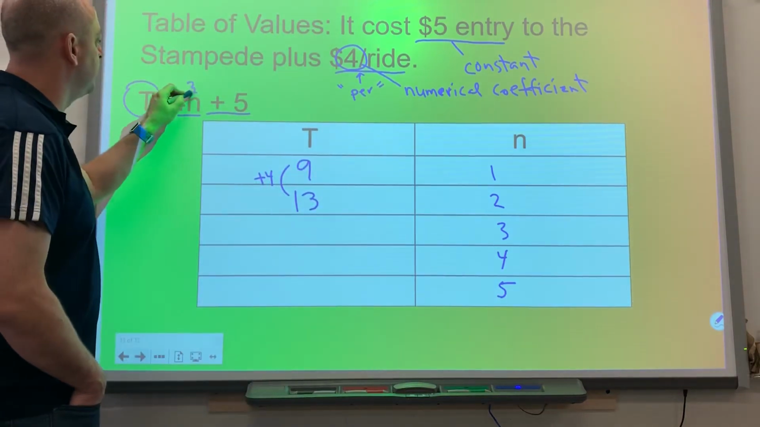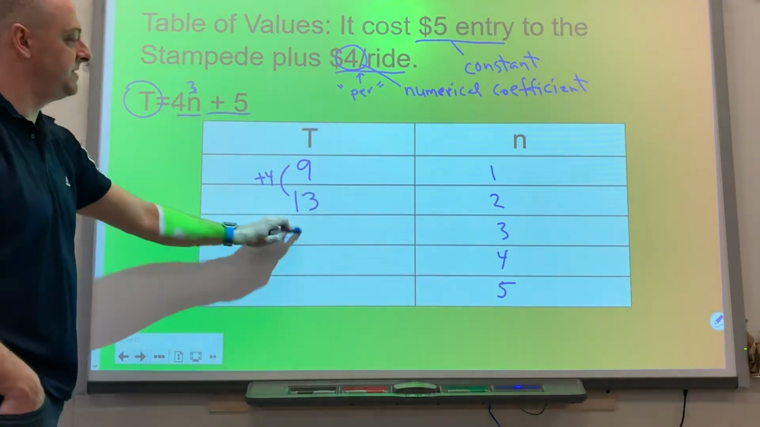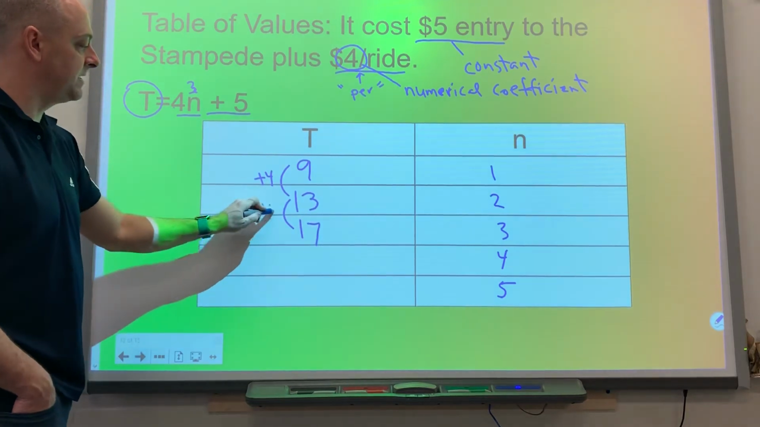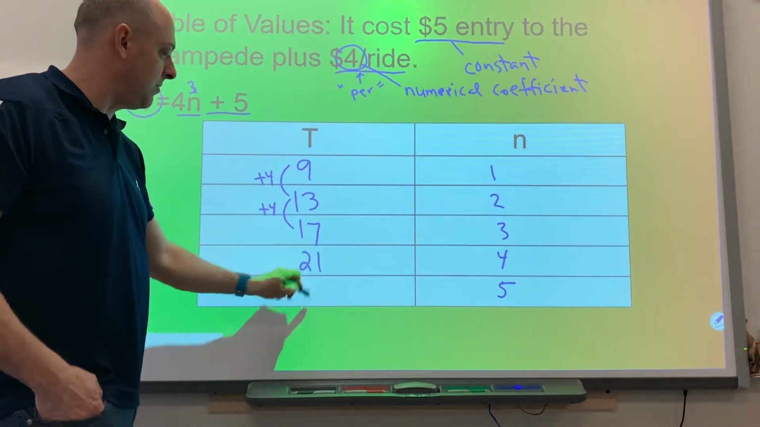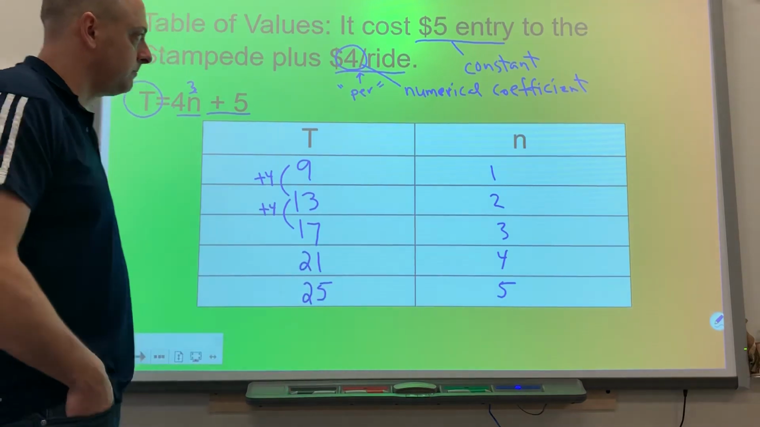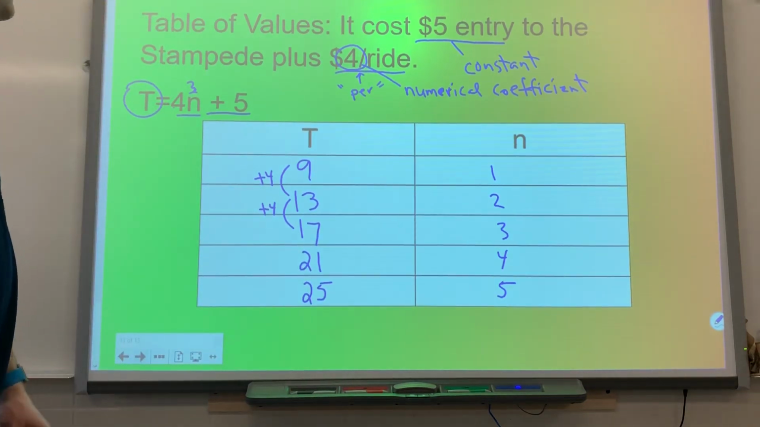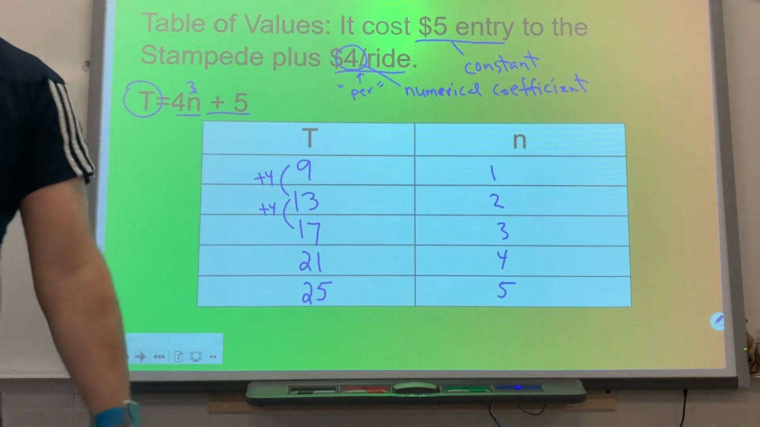If this becomes a 3, 4 times 3 is 12, plus 5 is 17. And again, we're noticing it's going up by 4. We can now complete the pattern by continuing plus 4 and plus 4 to help us solve an actual question with a real life example.